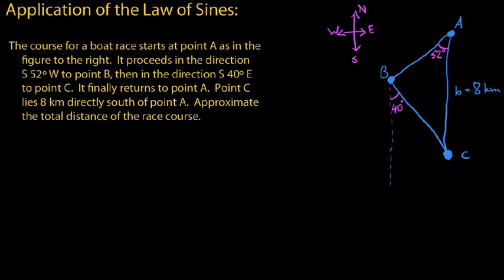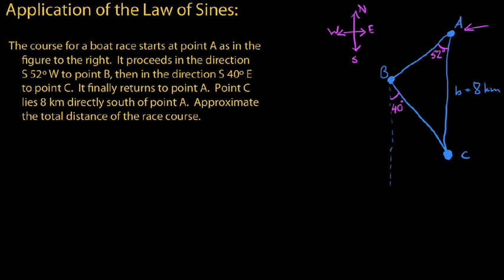It says the course for a boat race starts at point A, as in the figure to the right. So you see up here on the right, I've already drawn in the figure, and lucky us, we actually do have the figure. So we say point A. It says it proceeds in the direction of south 52 degrees west to point B. So you see point B over here, and you can also see my 52 degrees that I've already drawn in.